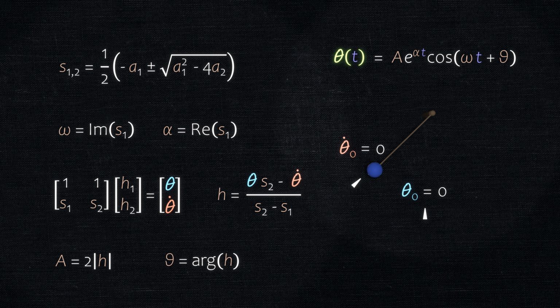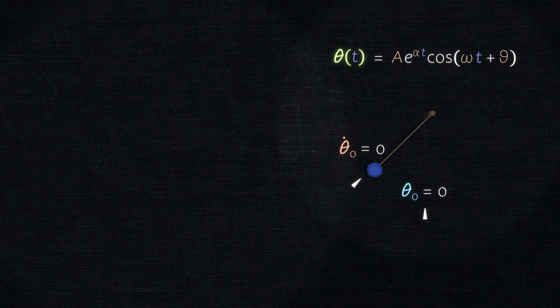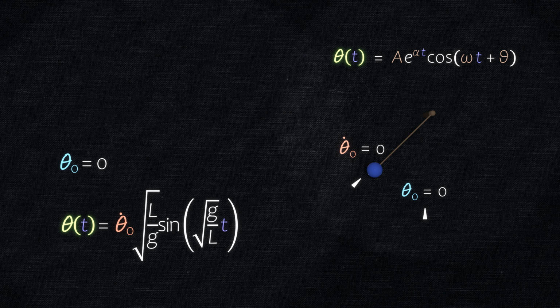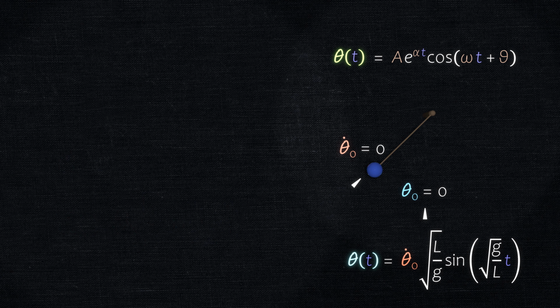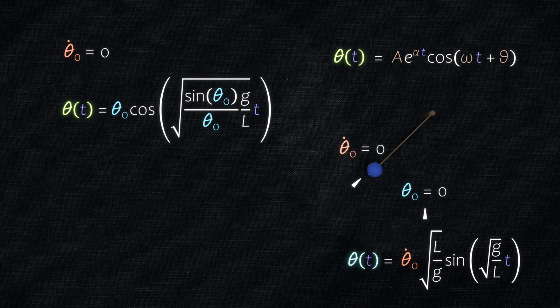So now let us evaluate the solution using initial points. At the bottom of the arc, when the angle equals 0, we get the following expression, which is exactly the same as we saw before. However, if the initial angular velocity equals 0, we get this one, which is somewhat different. We still have a simple harmonic motion, but with one more term for the frequency: square root of sine theta 0 divided by theta 0.